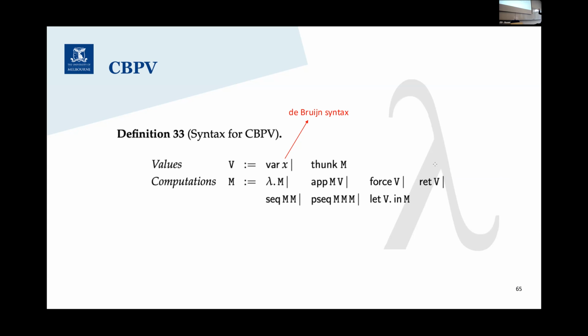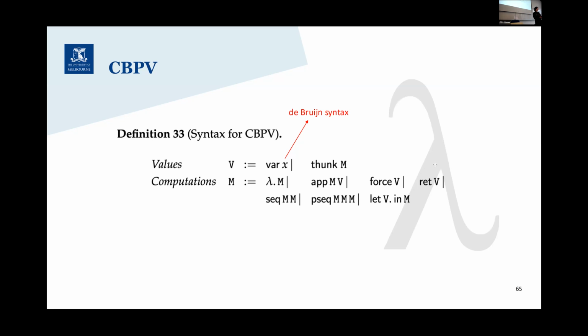There are a few things to note here. First, the call by push value lambda calculus we are working on is the untyped version, and it's a subset of the call by push value lambda calculus defined by Paul Levy, where we are taking the core parts of call by push value. Also, we are using De Bruijn indices here for variables instead of named variables.